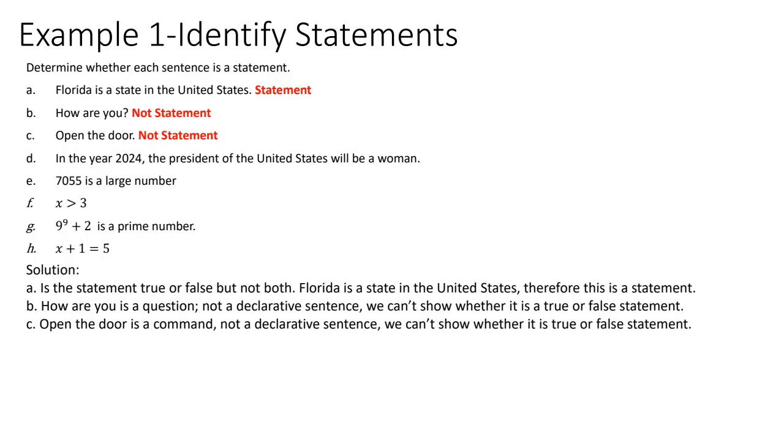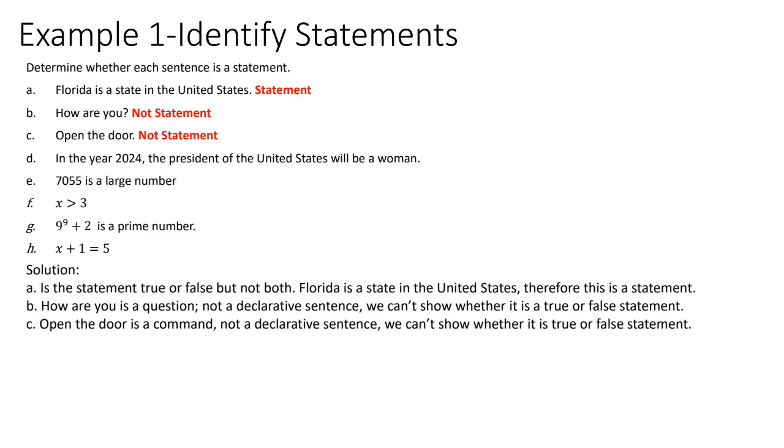The next one, open the door, also is not a statement because that's more of a command. Letter D, example, reads, in the year 2024, the President of the United States will be a woman. Now, given that we are in 2025, we know this was false. So letter D is a statement because it has a value.